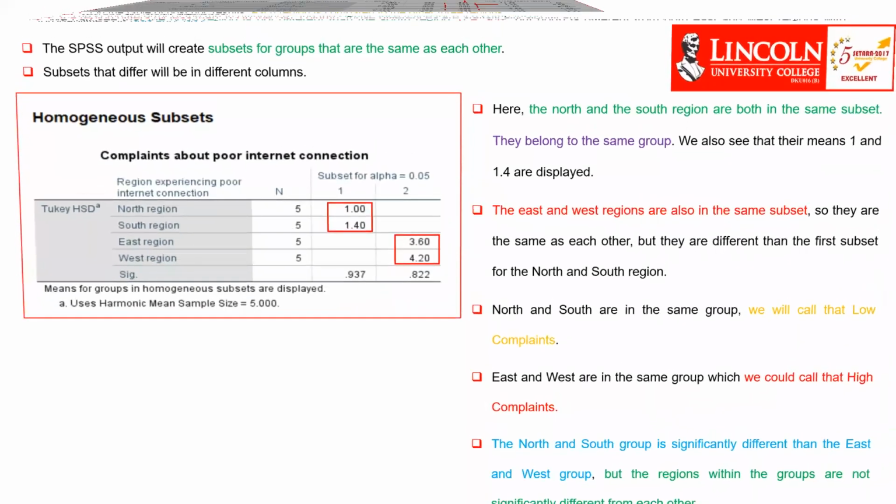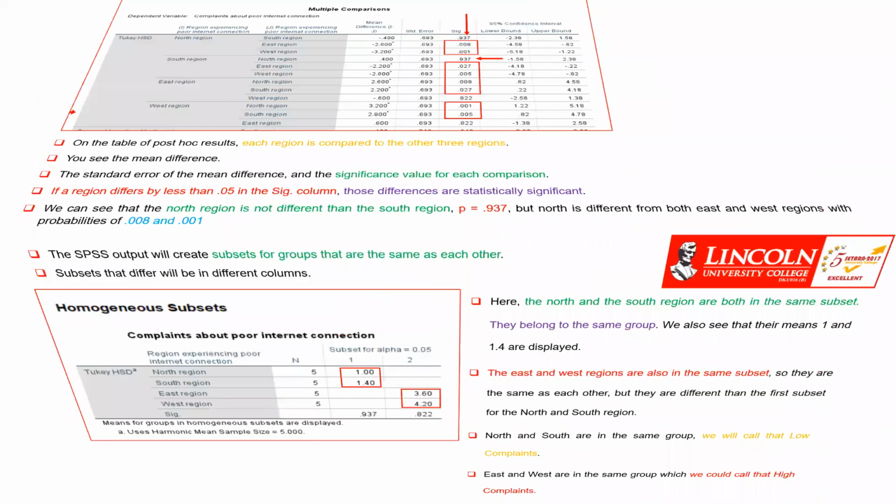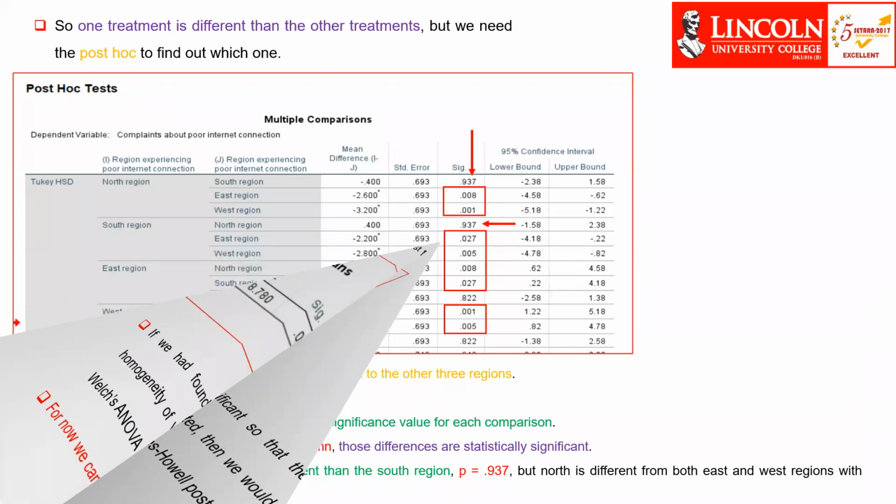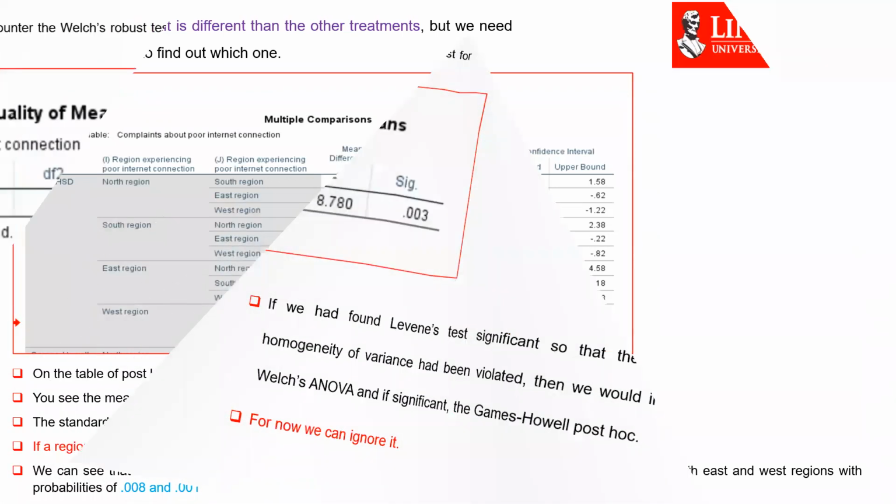I mentioned this earlier. We want to know which of these are different. We have already ascertained that one treatment is different than the other treatments. And for us to know which of them are different, we need to check the post-hoc test. This post-hoc test is one of the tests that we selected. If you look at this place.